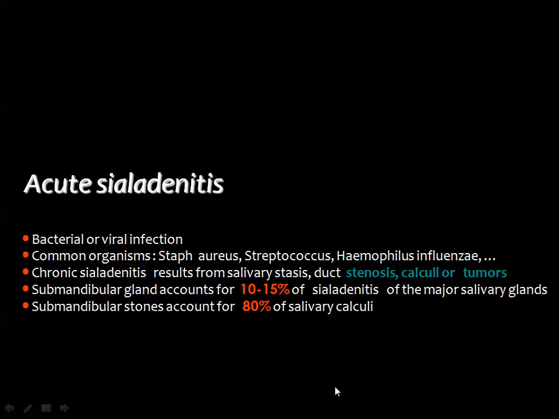Acute infection of the salivary glands may be caused by bacterial or viral organisms, and here are the common organisms seen in clinical practice: the staph, the strep, and the Haemophilus influenzae. Sialadenitis, whenever it is in the chronic form, is usually the sequela of obstruction of the draining duct of the affected salivary gland, and this obstruction may be due to a stricture, calculus, or tumor.